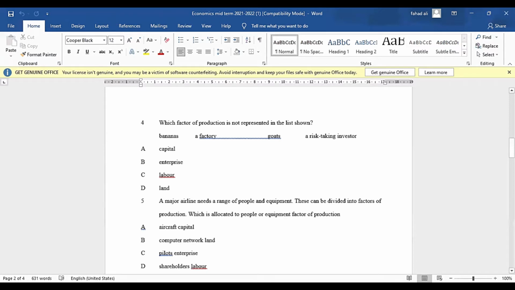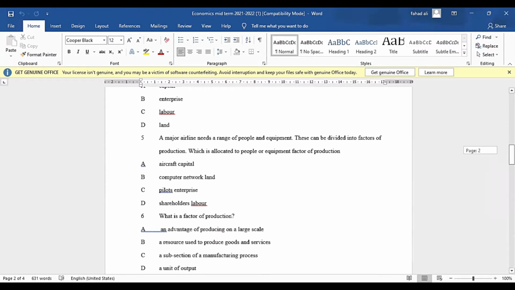A major airline needs a range of people and equipment, which can be divided into factors of production. He is asking which factor of production fits the example given in the A to D parts. Aircraft fits into capital. A computer network cannot be land, pilots cannot be enterprise, and shareholders cannot be labor. So A is the correct option for 5.